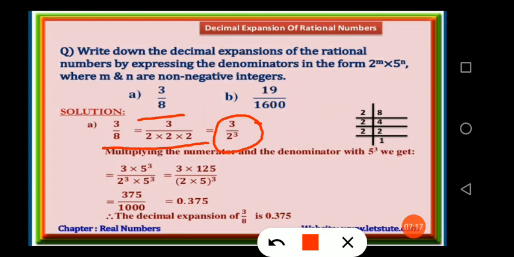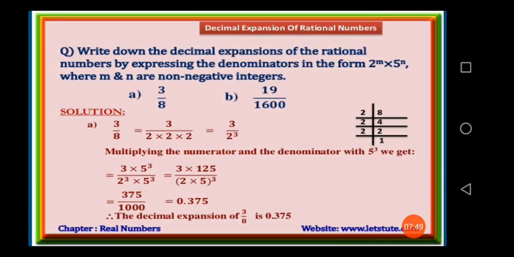Now since the denominator consists of 2 cube only, we will multiply the denominator and numerator by 5 cube, so that our denominator will become 10 to the power something. So after multiplying, we are getting 375 by 1000, which we can easily express in the form of the decimal number 0.375. Understood?